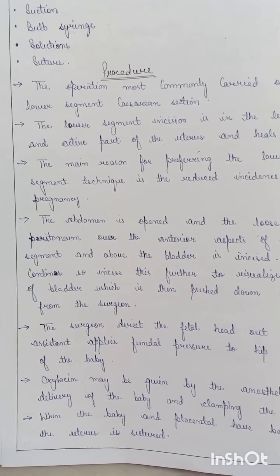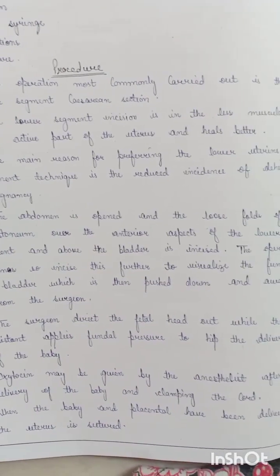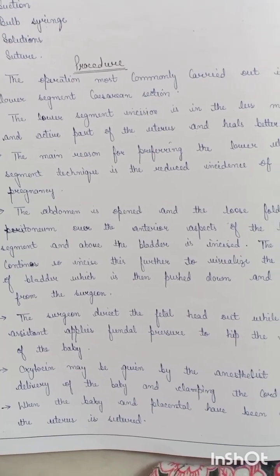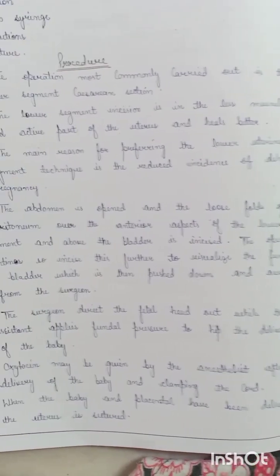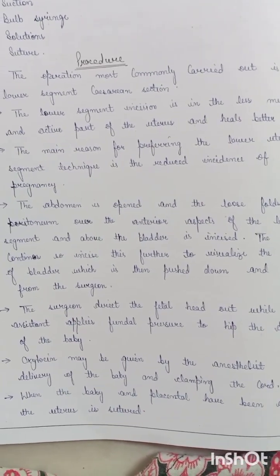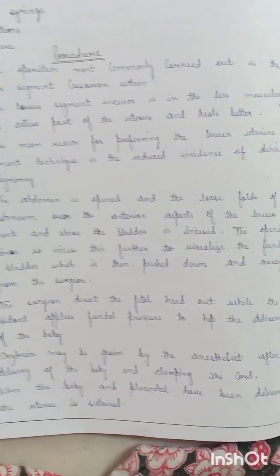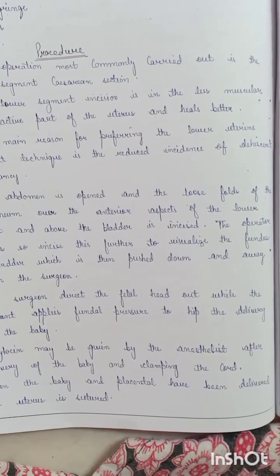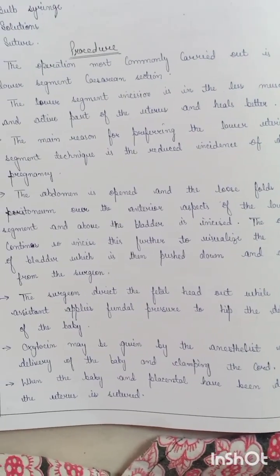Procedure: the operation most commonly carried out is the lower segment cesarean section. The lower segment incision is in the less muscular and active part of the uterus and heals better. The main reason for preferring the lower uterine segment technique is reduced incidence of scar dehiscence in subsequent pregnancy.